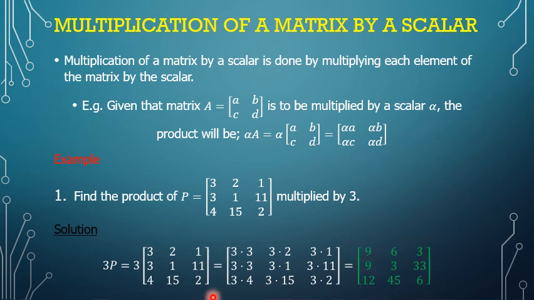So meaning that if you multiply any matrix with any scalar, you just end up with the same kind of matrix. The size will just remain the same. The order will also remain the same.